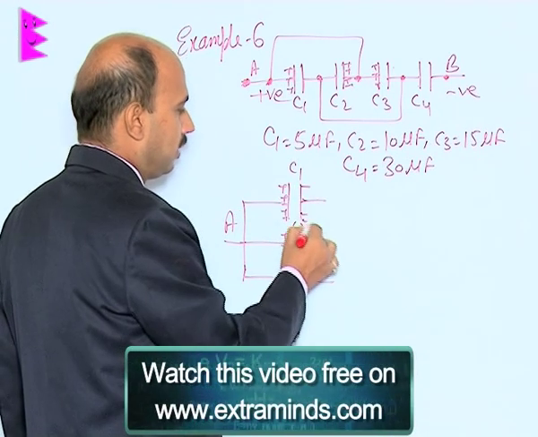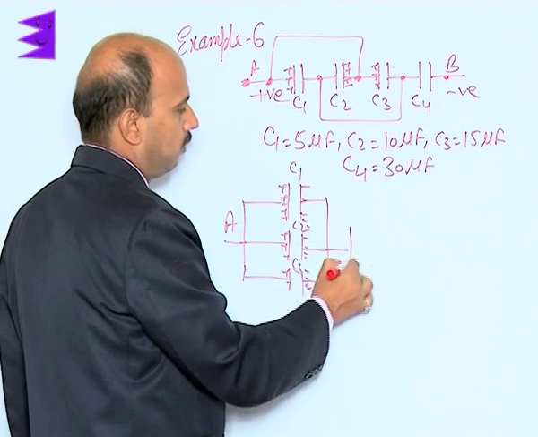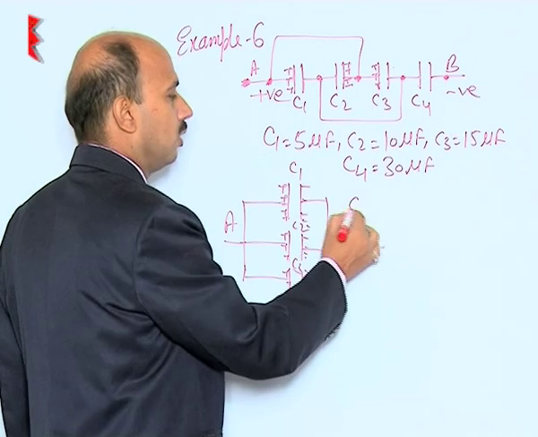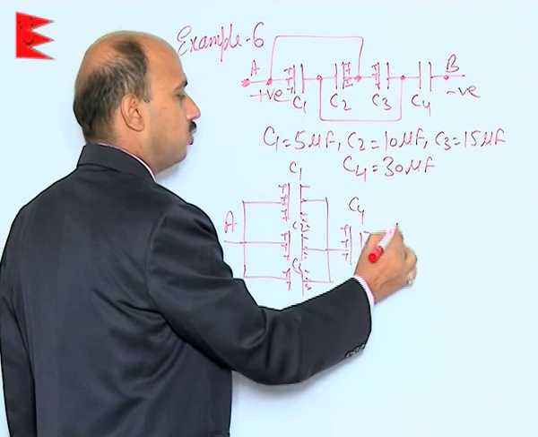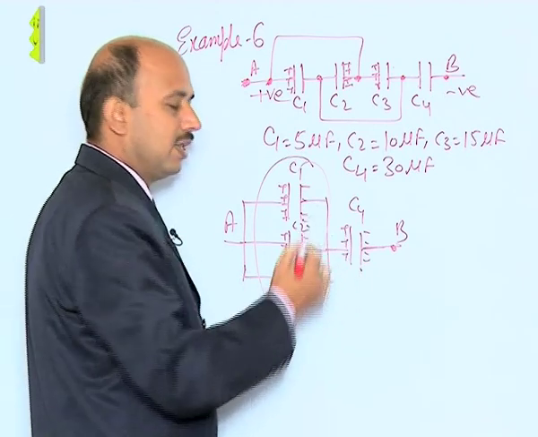Negatives are also at the same point here and then they are connected to the C4 here. This is a negative and there is positive. So this combination is actually like this. So these three are in parallel and this one is in series.